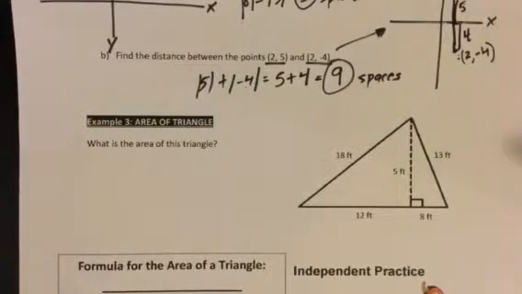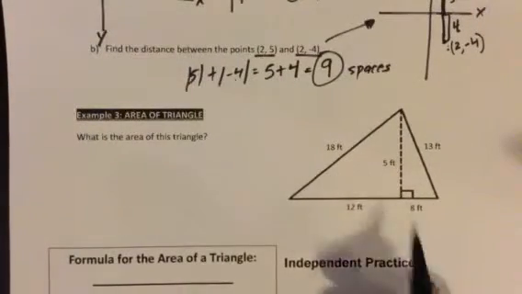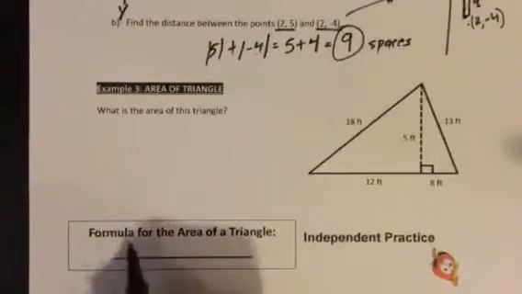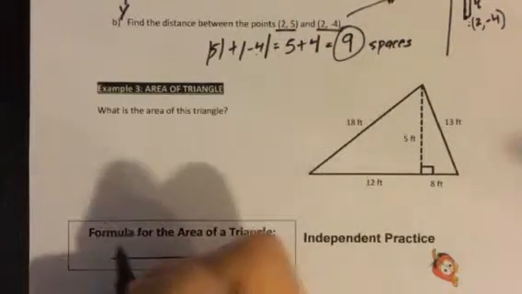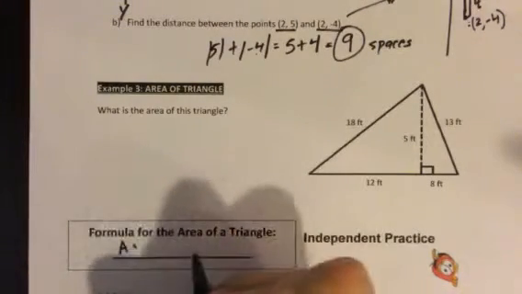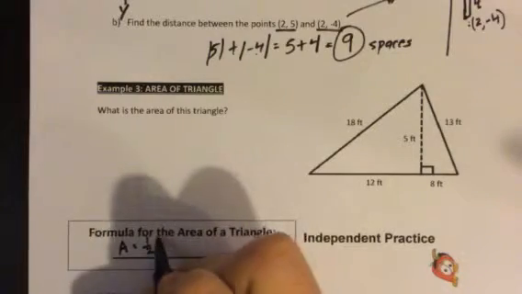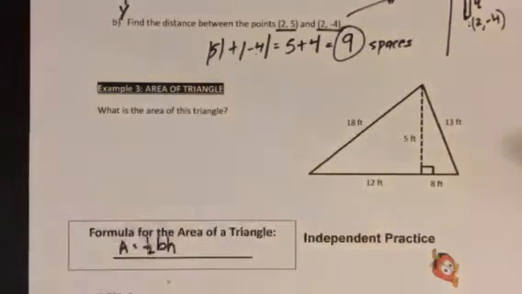Alright, so now we're going to work on example 3, which is finding the area of a triangle. Now before we start the area of this specific triangle, in this box I want you to write the formula for the area of triangles, which we should all remember. Area equals 1/2 times base times height.